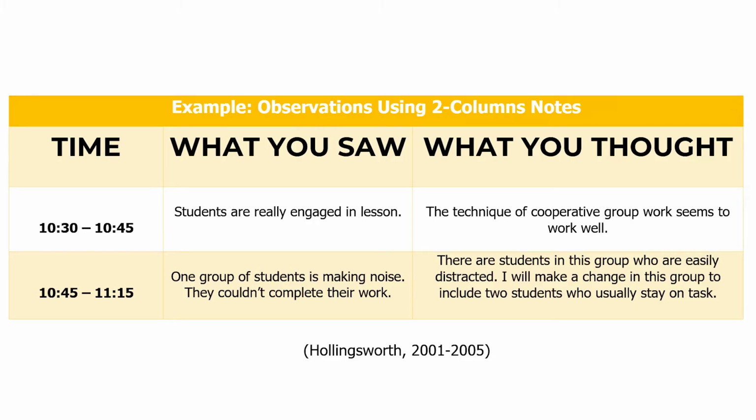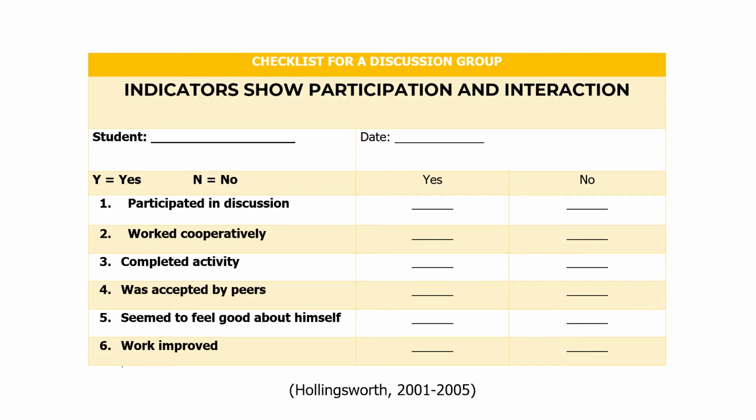Let's adopt the 2-column notes by Hollingsworth in 2001 to 2005, as cited by Nogent et al. 2012. This 2-column notes observation tool will capture what you observe in your identified respondents and what those behaviors mean to you as the researcher. You may also prepare a checklist containing your expected behavior, to which you will just check if the desired behavior is manifested or not. This will ensure that you will gather meaningful information based on the presence or absence of the behavior as indicators of the effect of the action you employed in your research.